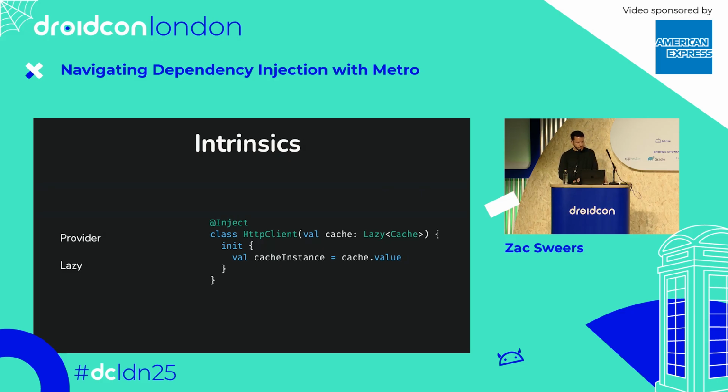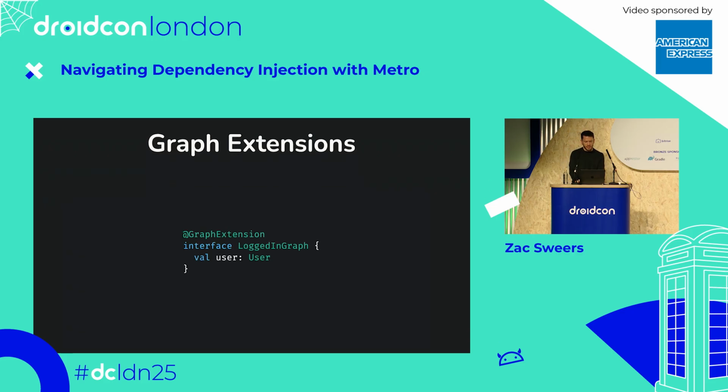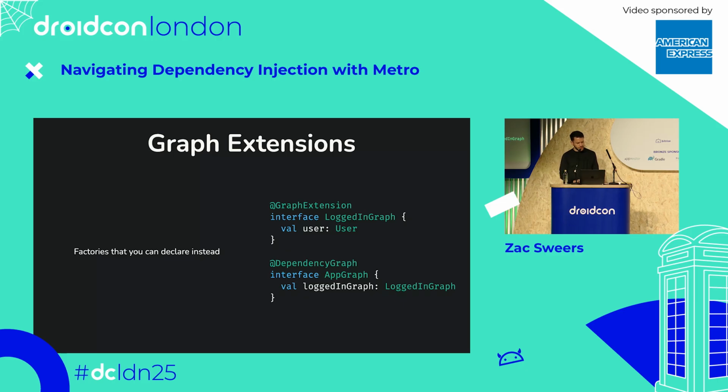The last thing I want to cover in this sort of prolonged primer is something called graph extensions. If you're familiar with Dagger subcomponents, this is the same concept, but with a hopefully more obvious name. Graph extensions are graphs that extend other graphs, and you declare them with this @GraphExtension annotation, and then declare an accessor for them in their parent graph to tell Metro to generate them. Like regular graphs, graph extensions can also have factories that you can declare instead. The parent graph can also implement these factories.